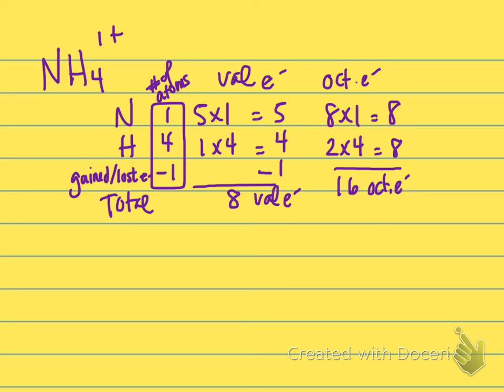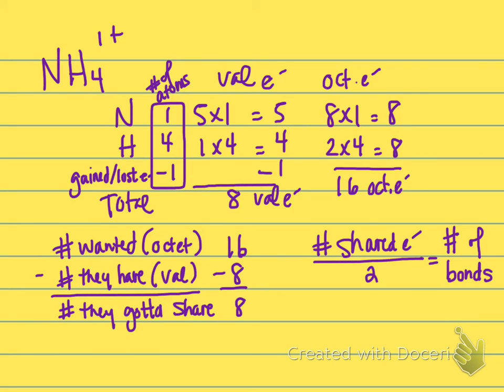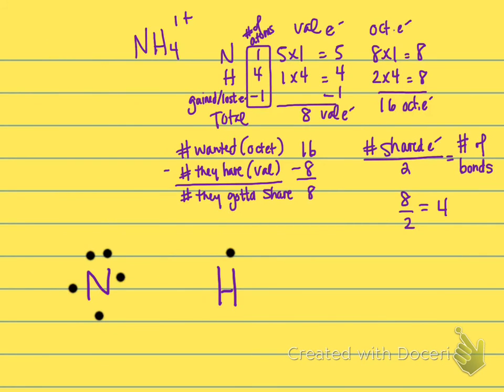When I calculate octet, nothing changes. I know that nitrogen would like 8, hydrogen is satisfied with 2, so the total number of octet electrons needed is 16. None of my next steps change. The octet minus the valence will give me the number of electrons that will be shared, and for this particular ion, that's 8 shared electrons. Number of shared electrons divided by 2 will give me the number of bonds, and that means I'm looking for 4 bonds.